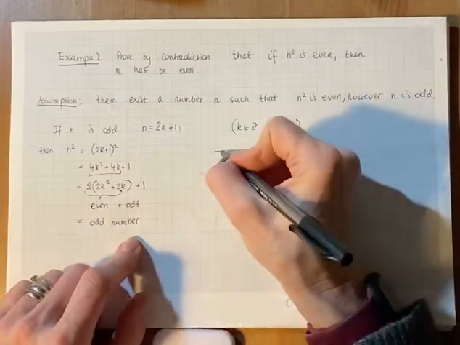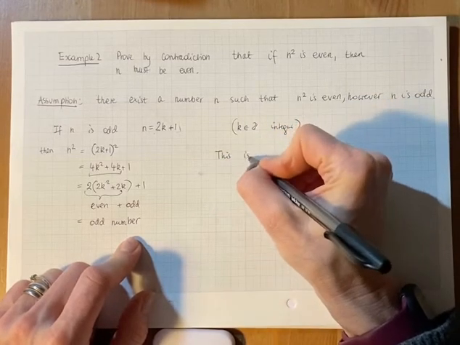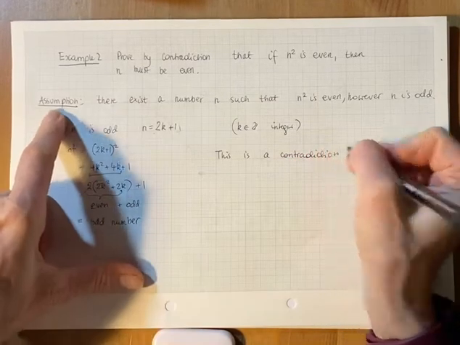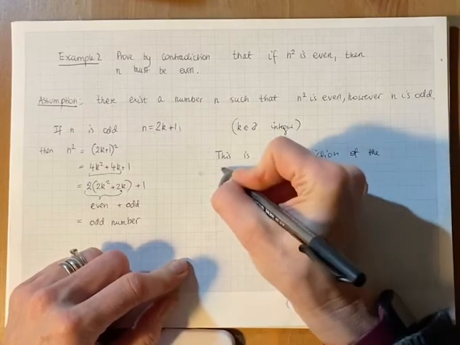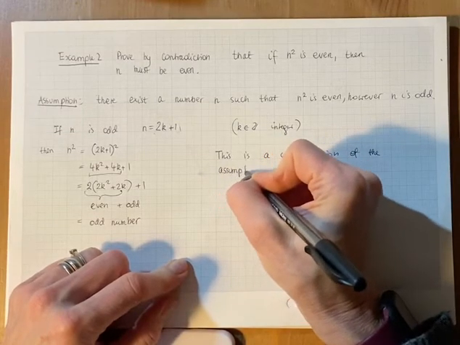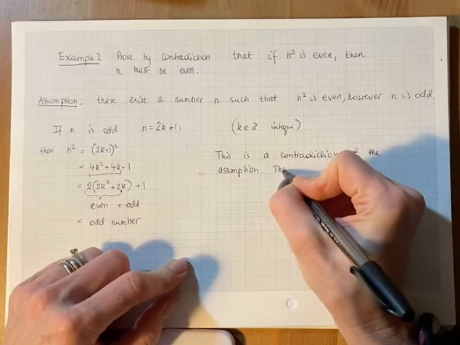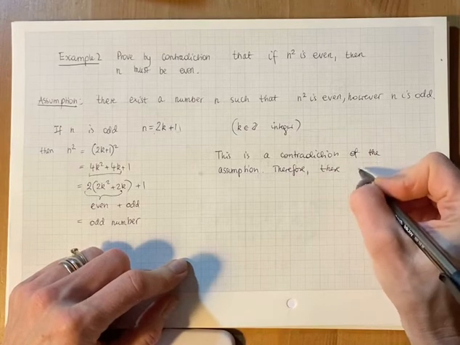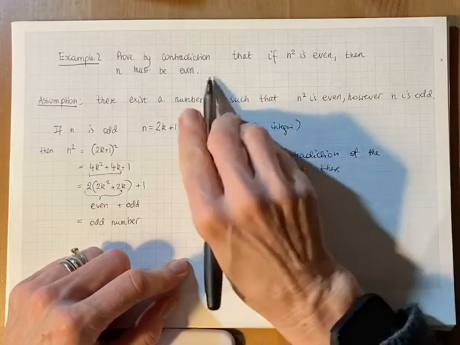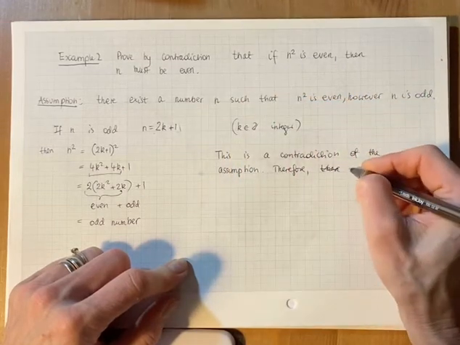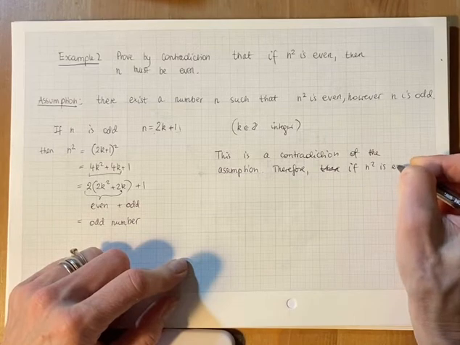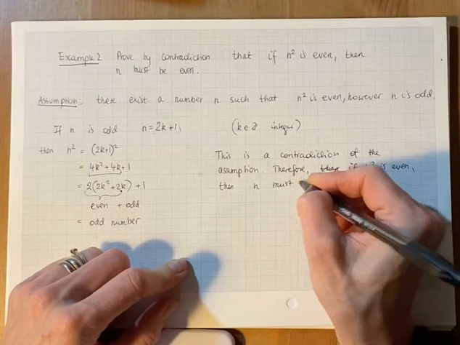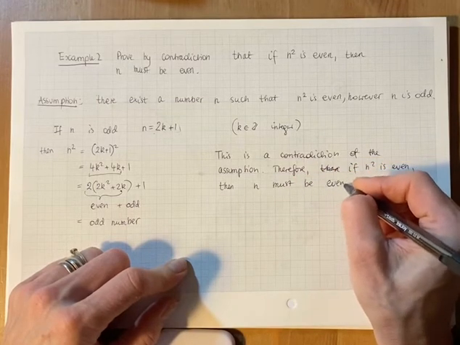Okay, so this is a contradiction of the assumption. Therefore, if n squared is even, then n must be even also.